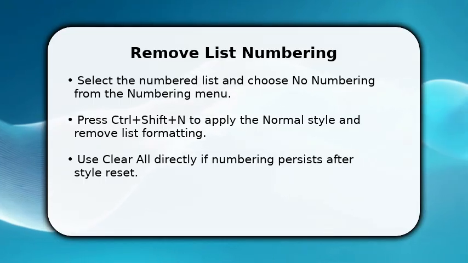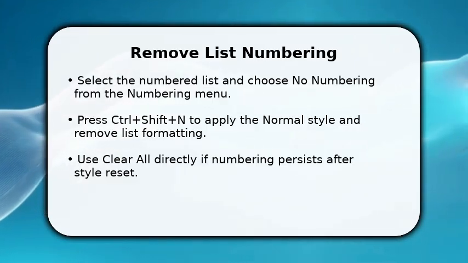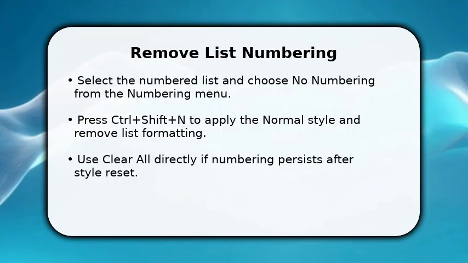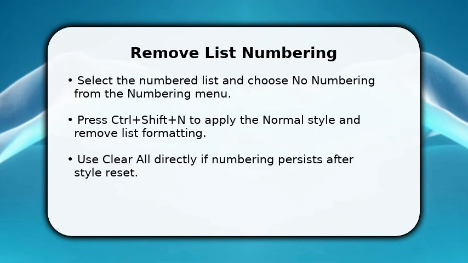If numbers persist, press Ctrl plus Shift plus N to apply the normal style and clear paragraph-level numbering. To remove any remaining direct formatting, press Ctrl plus Space to clear character formatting, and then press Ctrl plus Q to reset paragraph formatting to the style definition.